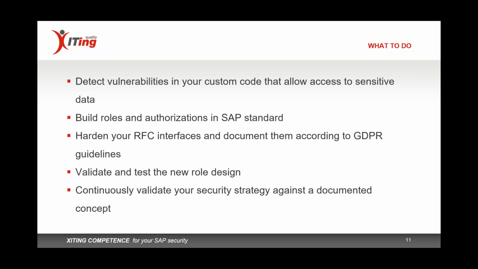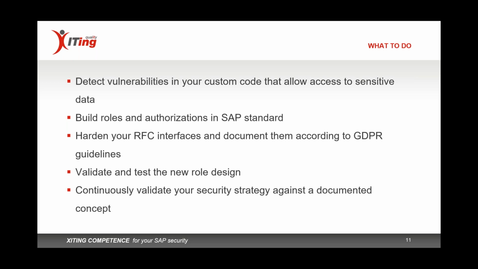Then once we know what the interfaces are doing, not just in the custom code but also for SAP standard, once we know what the interface, for example, is exchanging, what type of data is being exchanged, we can go ahead and build proper roles and authorizations. So per interface, for example, per function, we would build proper roles in SAP standard, following SAP's best practice approach to build roles. Basically, we want to harden our interfaces so that they follow a least privilege principle approach. They are only allowed to do what they're supposed to do and not more.